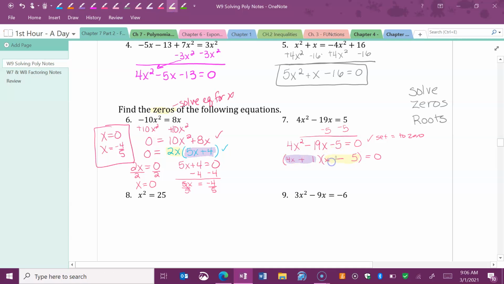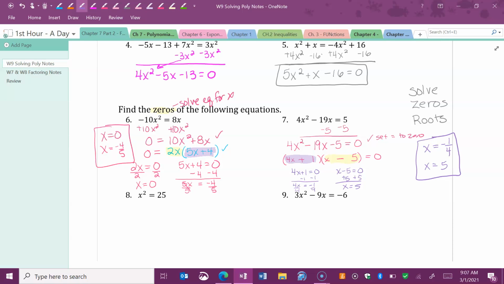So I'm going to set 4x plus 1 equal to 0. And I'm going to set x minus 5 equal to 0. I'm going to subtract my 1. And then I'm going to divide by 4. So I get x equals negative 1/4. I have x minus 5 here. When I add 5, I get x equals 5. So one solution is negative 1/4, and one solution is 5. You could also say one zero is negative 1/4, and one zero is 5.